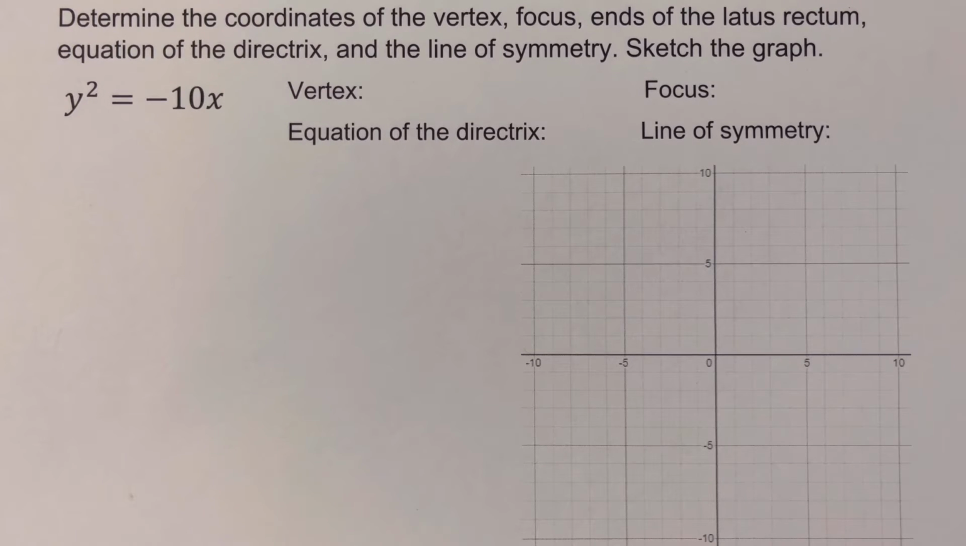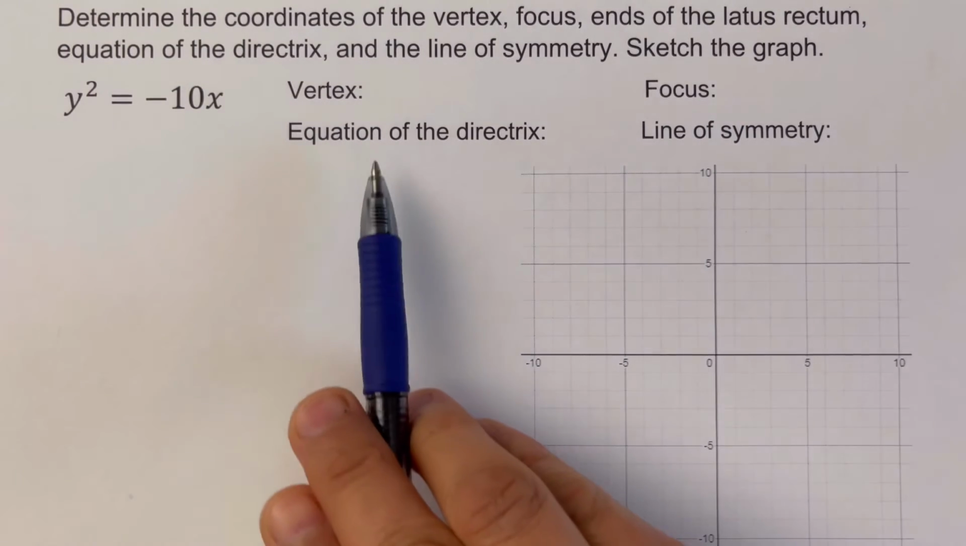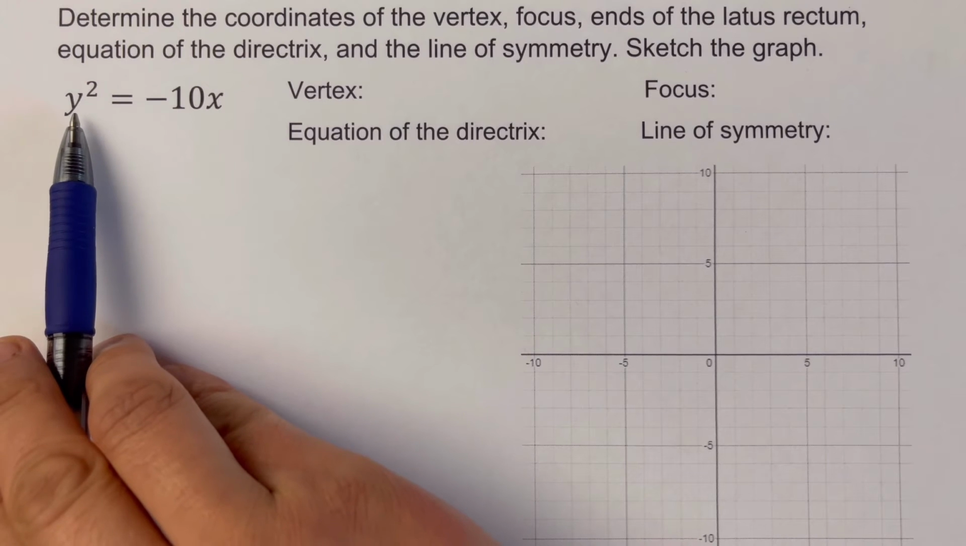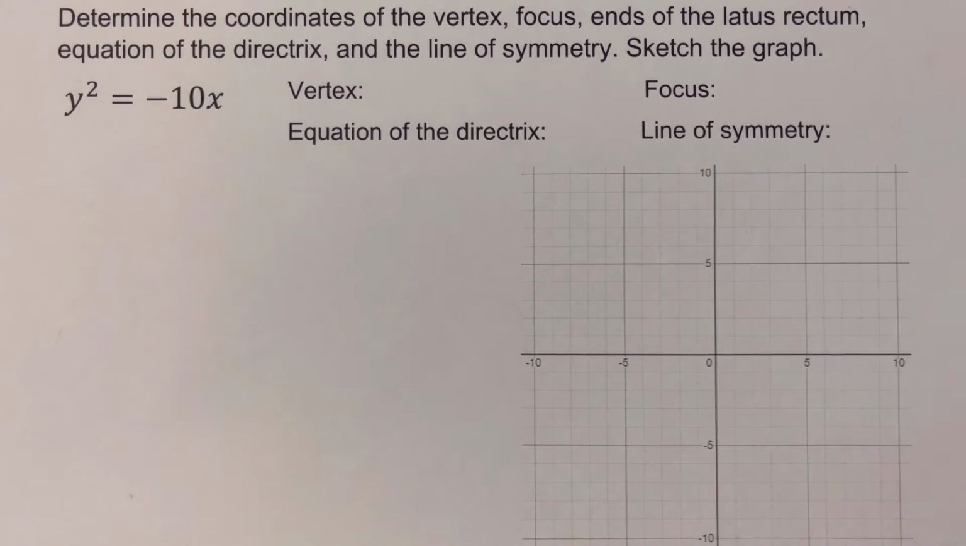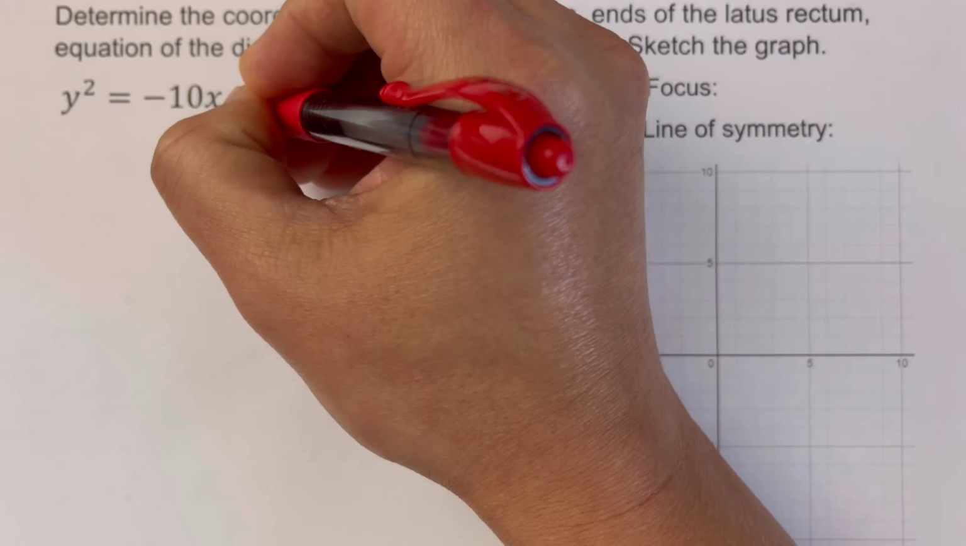Okay, so we go over the problem here. Again, we're supposed to determine the vertex, the focus, the equation of the directrix, the line of symmetry from this equation right here, y squared equals negative 10x. Looking at this equation, this is an example of case number 2 since we have a negative right there. So I'm just going to go ahead and write it down here.